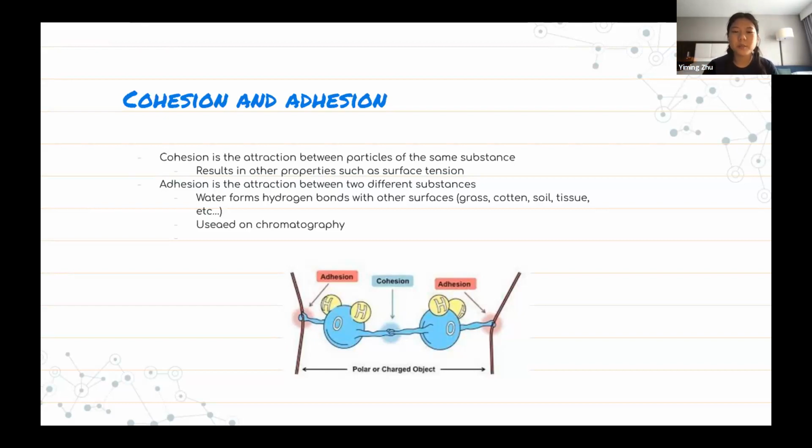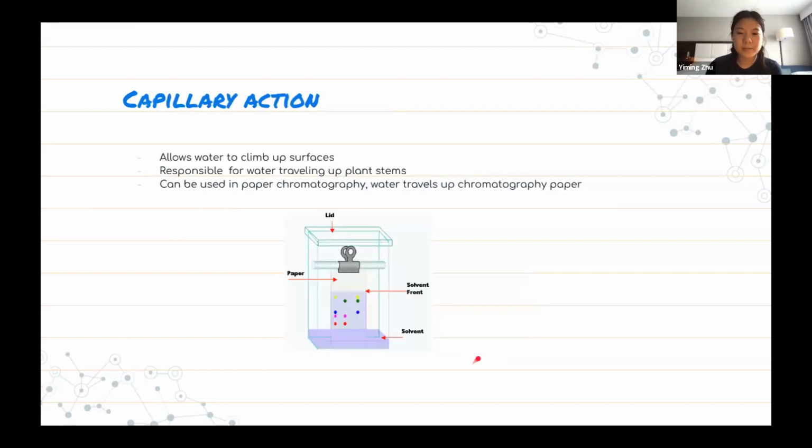Water will form hydrogen bonds with other surfaces in adhesion, for example grass, cotton, which is also spelled wrong, soil, tissue, etc. Next we're going to see capillary action. This is another picture of what I was talking about with chromatography. This allows water to climb up surfaces because of the adhesion property that it has.